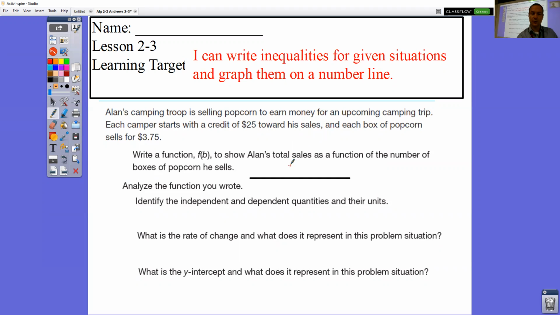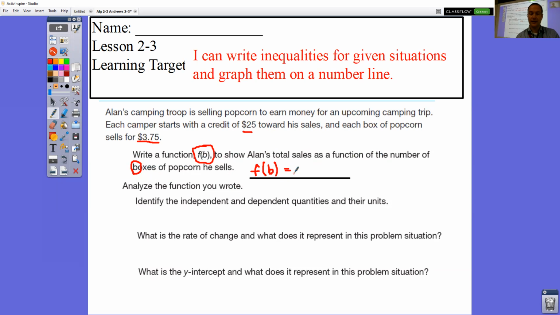Each camper starts with a credit of $25 towards his sales, and each box of popcorn sells for $3.75. Write a function, f of b. Now notice that it says f of b. That means we have to use f of b in our equation. So f of b equals, we write a function f of b to show Alan's total sales as a function of the number of boxes, that's where the b is coming from, of popcorn he sells.